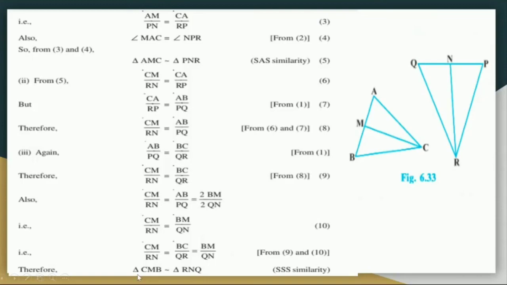Therefore, triangle CMB is similar to triangle RNQ by the SSS rule of similarity.